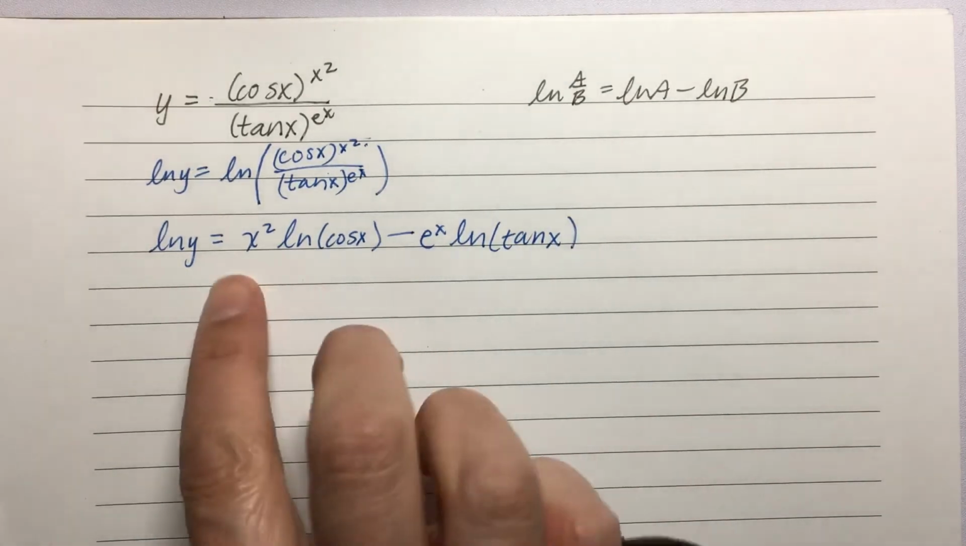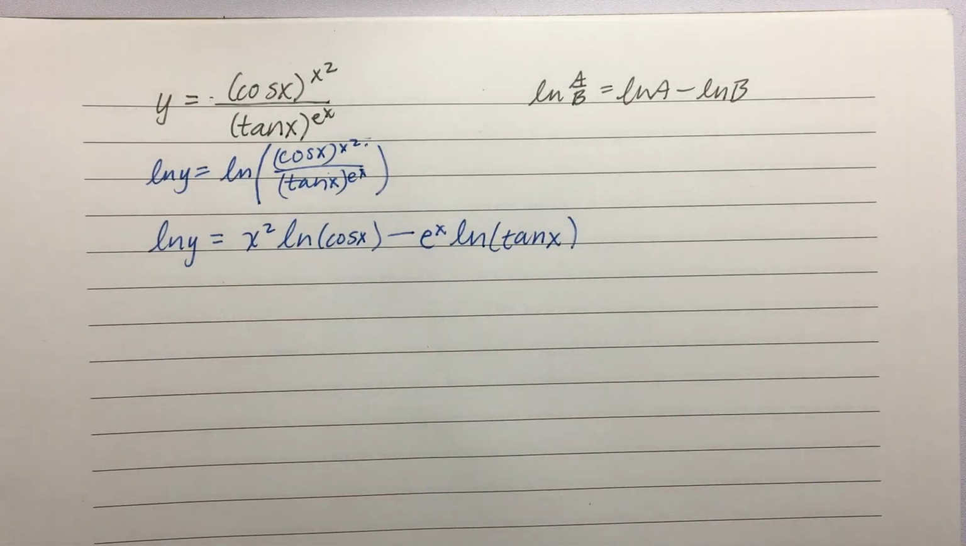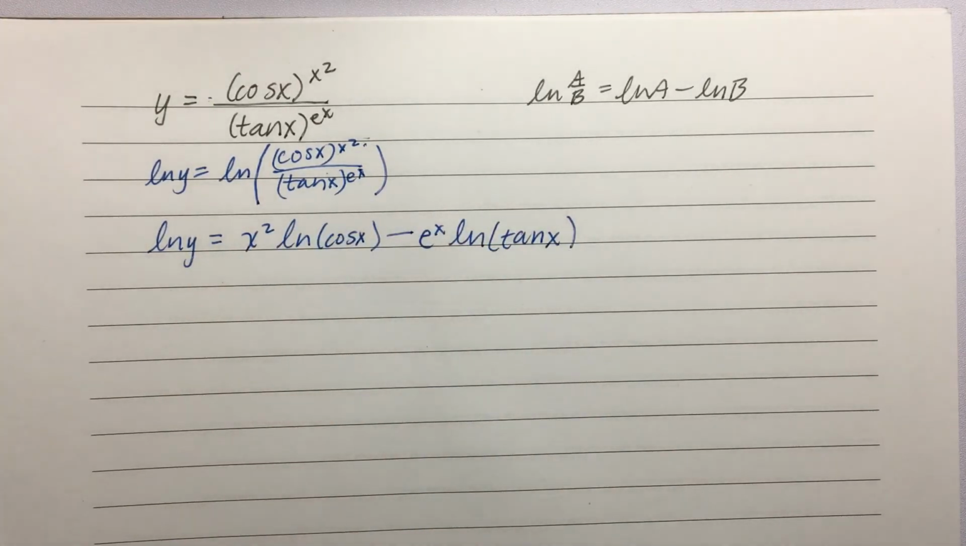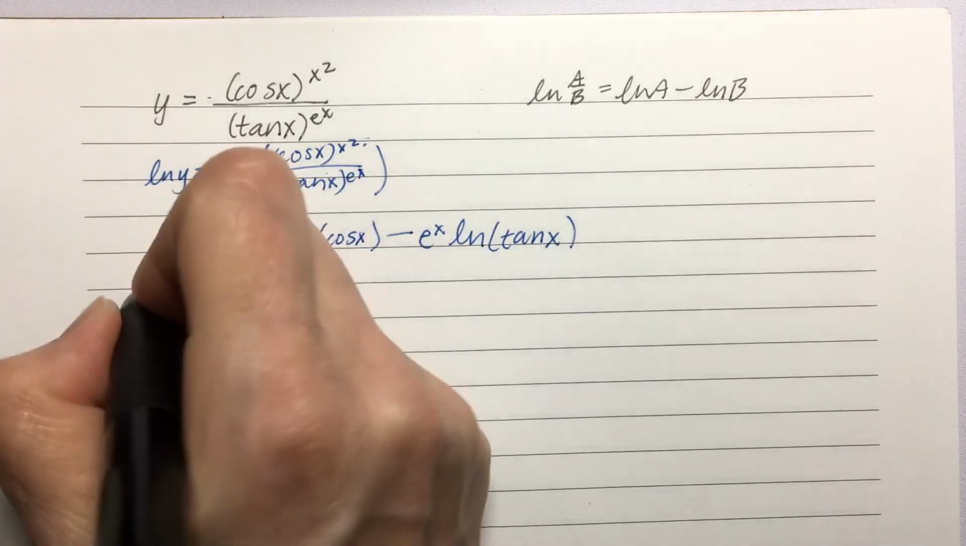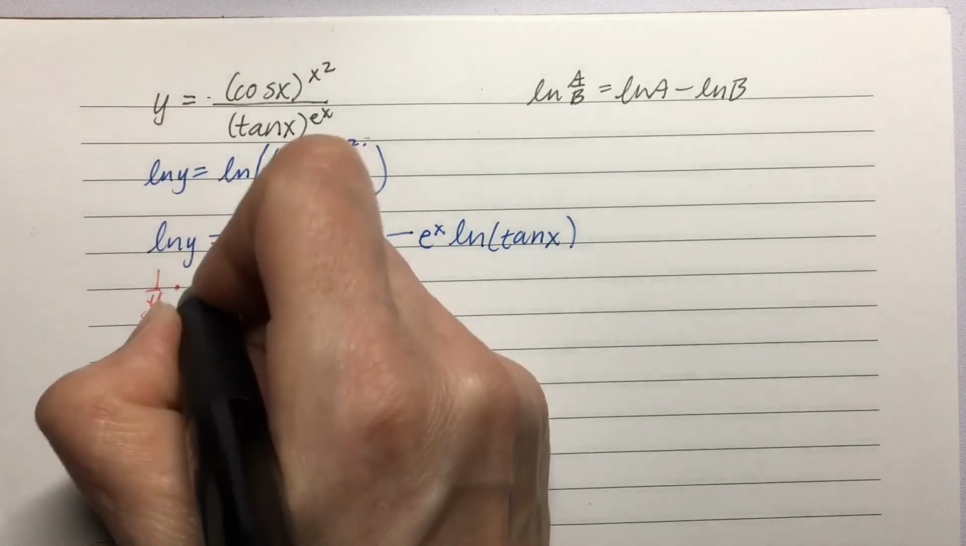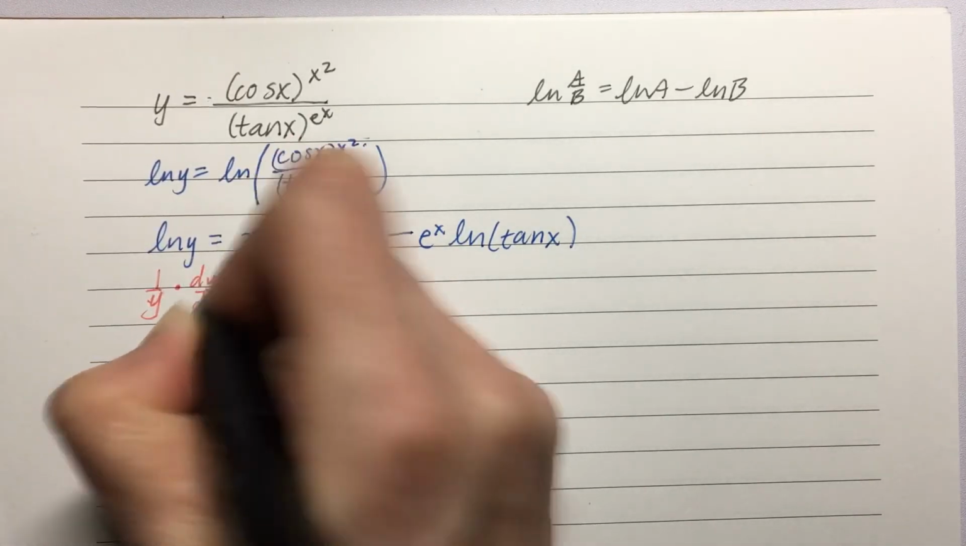So this breaks it down to more manageable pieces. And yes, we'll have to use product rule and chain rule, but it's all good. We can do this. So on the left, we'll have that 1 over y, so derivative of the outside, keep the inside the same, times derivative of the inside is our dy dx.